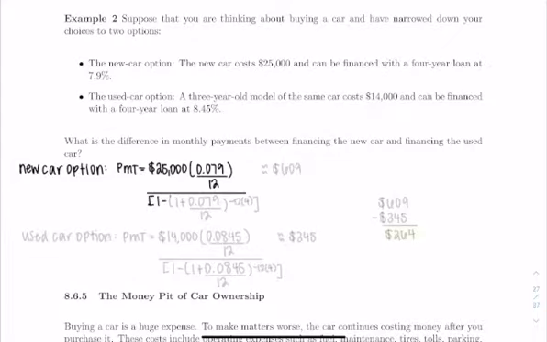Divided by 1 minus 1 plus 0.079 over 12, raised to the negative 12 times 4, because this is a 4-year loan. And so my monthly payment is about $609. Let's look at the used car option.